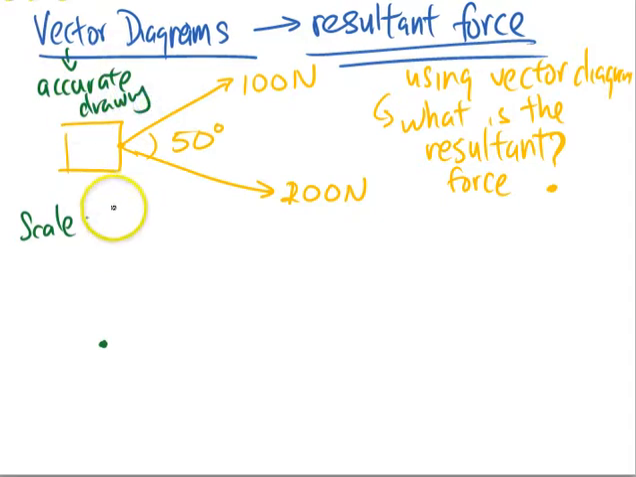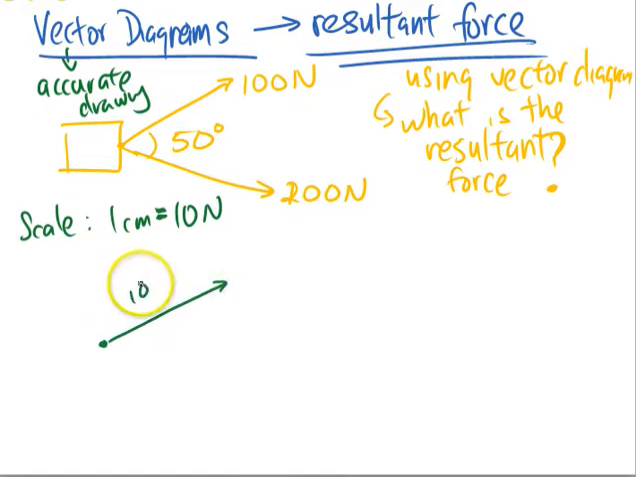Maybe the scale that we're going to use here is 1 cm equals 10 Newtons. Try to make the scale as big as you can, so that you can fill up as much of the paper as possible. So I'll draw a line and label it 100 Newtons. What is the length of this line? The length of this line will be 10 cm.